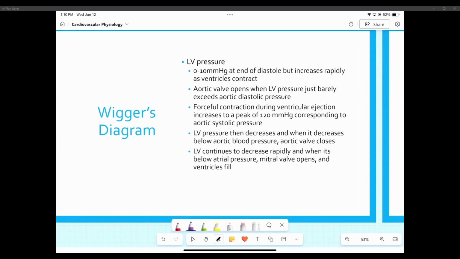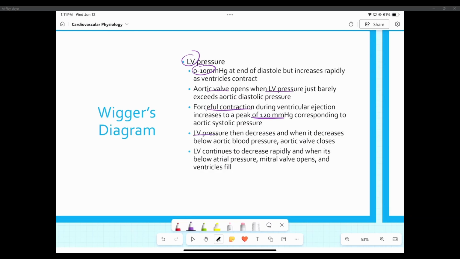Okay, so left ventricular pressure. Remember, all we're worried about on this diagram is always going to be left side of the heart. Okay? At the end of diastole, we're only at about 0 to 10 millimeters of mercury in the ventricles. Why is it so low at the end of diastole? We're trying to fill. There's nothing there yet, so we're trying to fill. Aortic valve opens when left ventricular pressure just barely exceeds the aortic pressure. We get a forceful contraction, and that gives us our peak of 120. That's why when you measure your blood pressure, you get a higher number, because we have to overcome the aortic valve to get out.